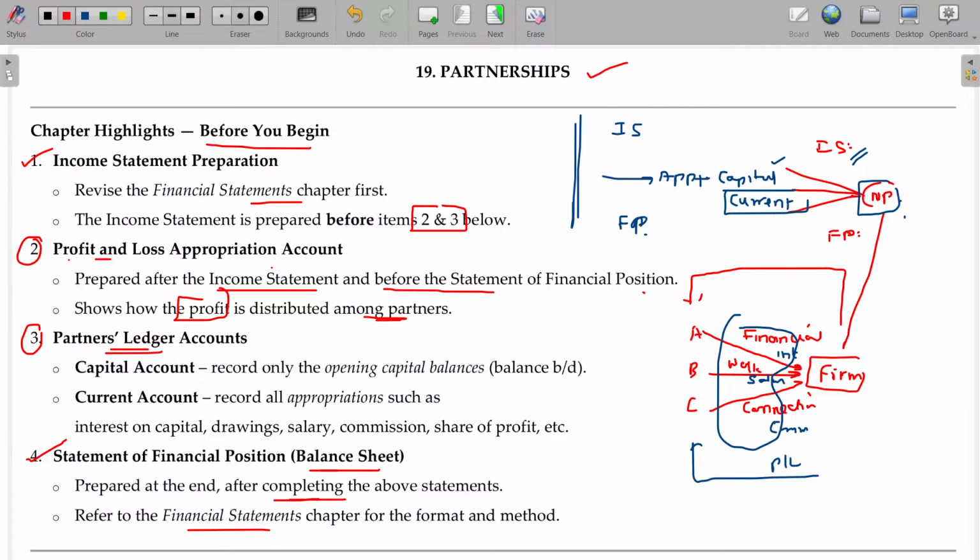In the partners' ledger accounts, we have the capital account and the current account. The capital account records only the opening capital balances. Whatever amount the partner invested on day one remains as the opening capital and closing capital. We don't do any more adjustments in that capital account. Apart from that, all the appropriations are routed through the current account, like interest on capital, drawings, salary, commission, share of profit, etc. These amounts are recorded only in the current account. After that, the balances are transferred to the financial position statement. As we study partnership, our focus is only on steps number 2 and 3.